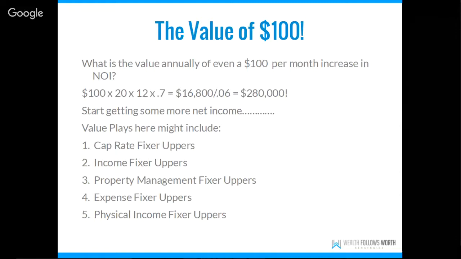Number five, we have physical income fixer-uppers. Now, this is something I want to share real quickly. We buy buildings all the time to find reasons to add income or to subtract expenses. For example, we might buy a 100-plex in a market and add 30 covered stalls. And we'll say to the 100 apartments, hey, who wants to rent a covered stall? So we'll charge an extra $50 or $100 a month for the covered stall.